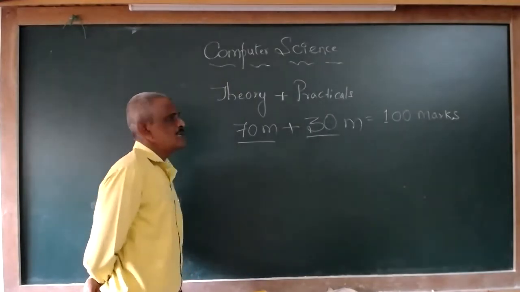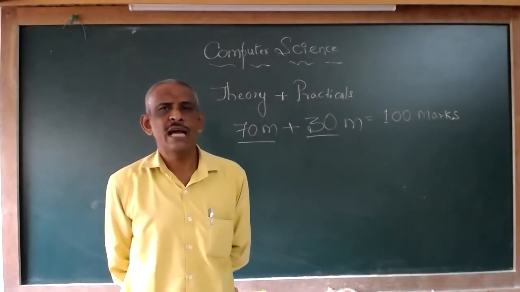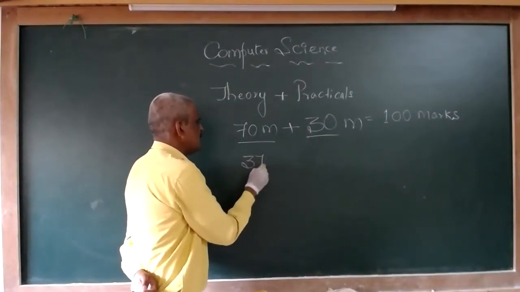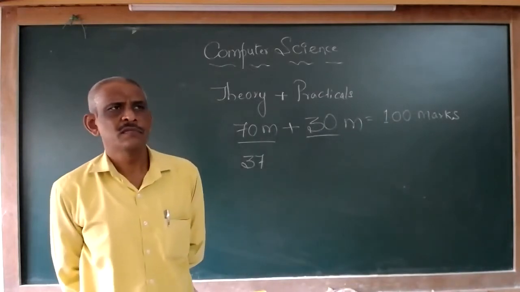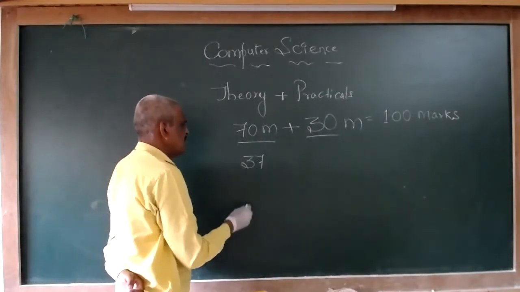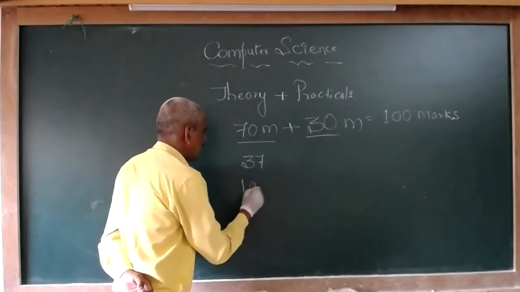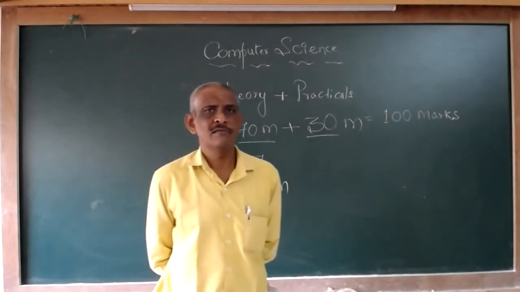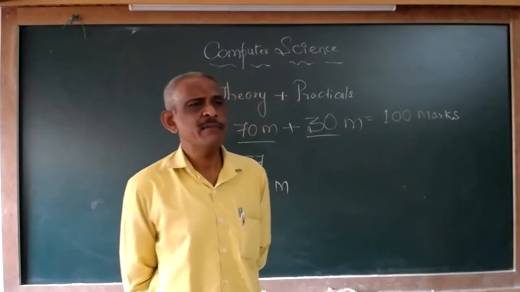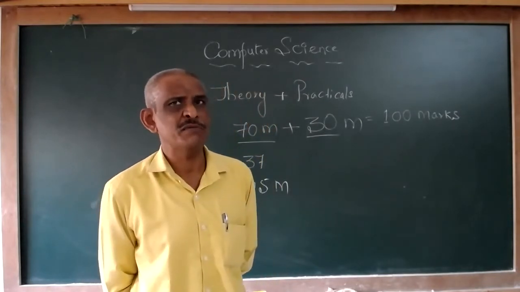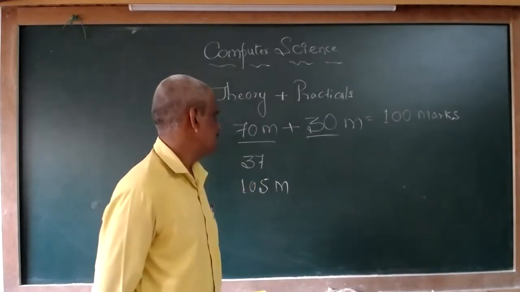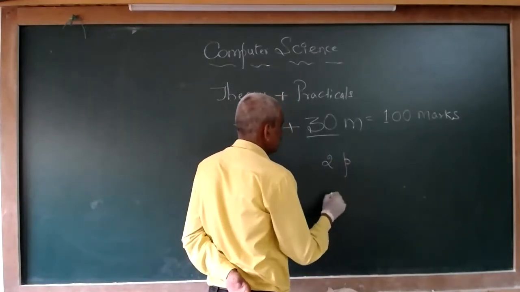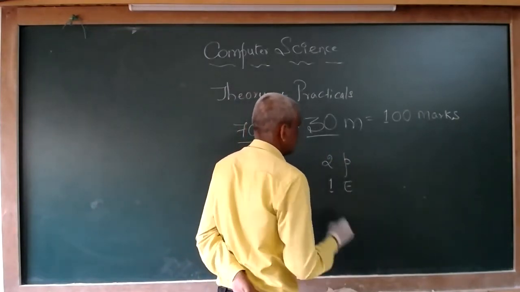In the theory part, there will be a total of 37 questions in your question paper. The 37 questions carry a total of 105 marks, from which you have to answer and score a maximum of 70 marks. That is the maximum marks you can score in theory. Then practically, you know that 2 programs will be given, and at least one program will be executed.